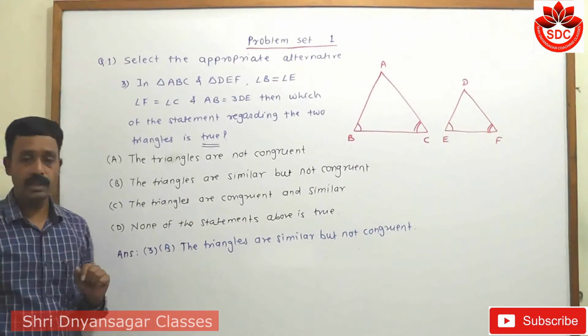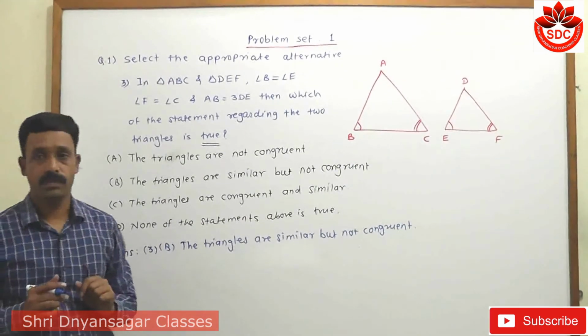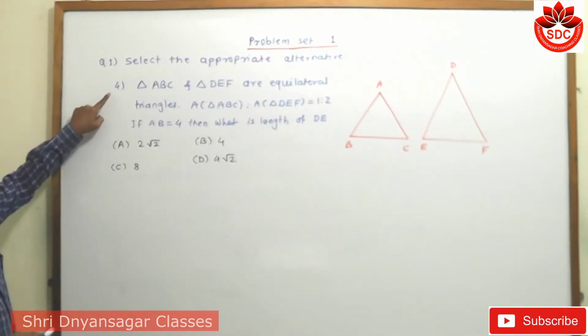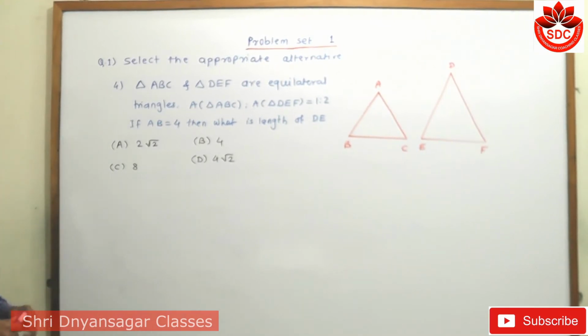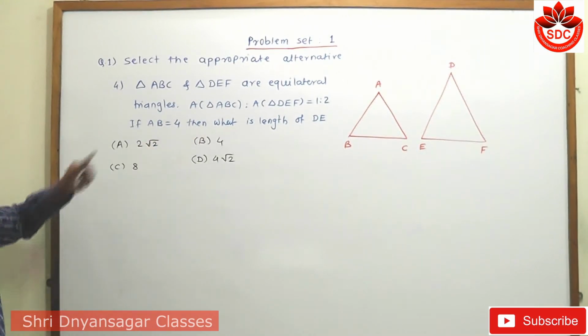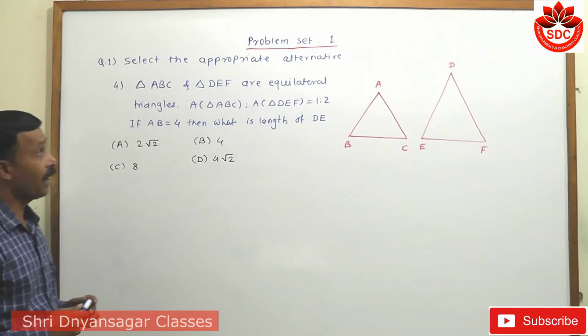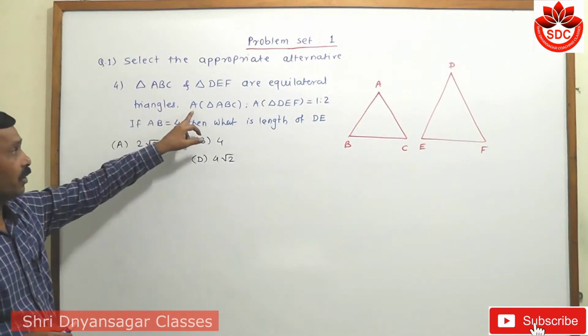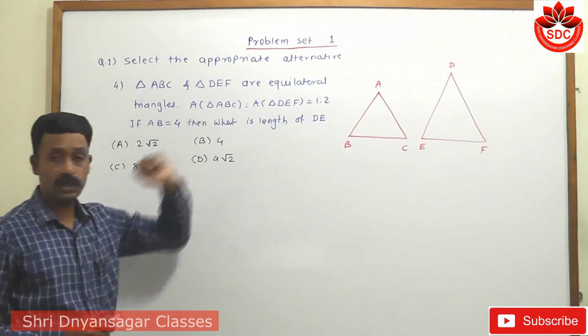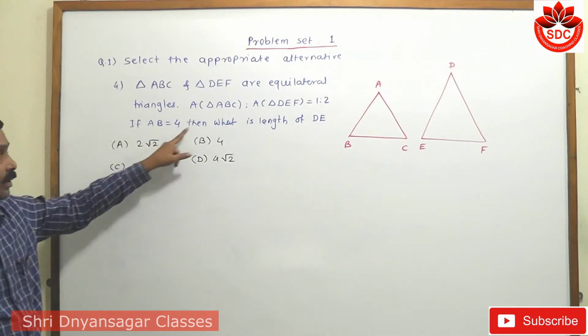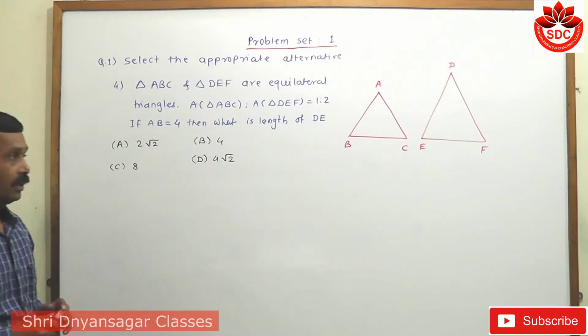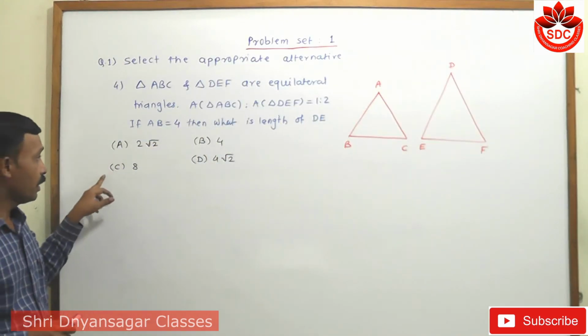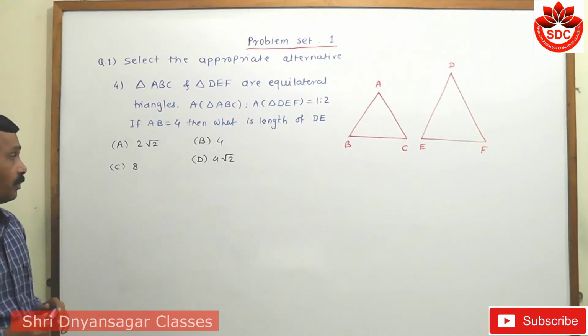Then we take the next question. Okay. Then the next sub question, question number 4. Look at these two triangles, ABC and DEF, which are equilateral triangles. The ratio of areas of the two triangles is 1:2. AB is 4. Find the length of DE. Now the answers are given in options.